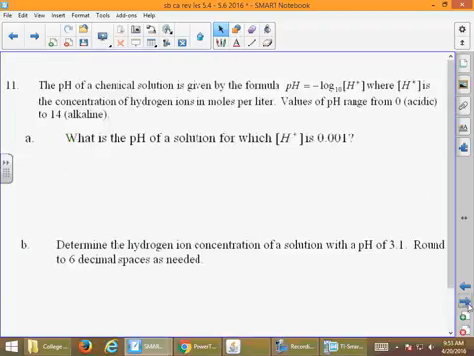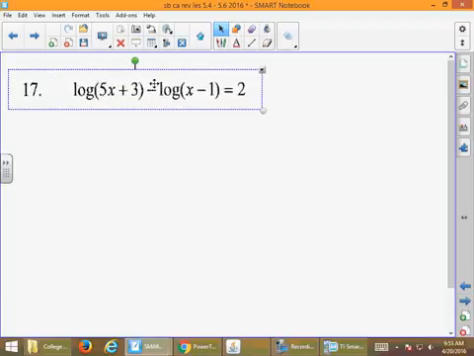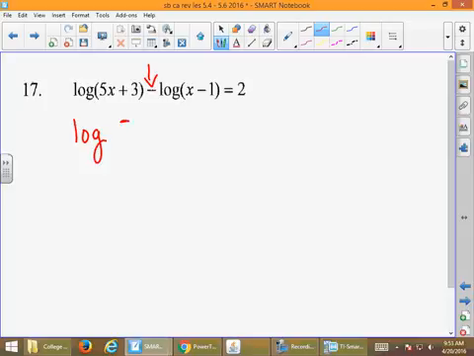So as we flip over to 17, more of the properties. A couple things that we need to look out for. Do we have a number in front of the logarithm? No. Do we have an addition or subtraction in here? Yes. What does subtraction tell us to do? Tells us to divide. So we're going to take log of 5x plus 3 divided by x minus 1 and set it equal to 2.